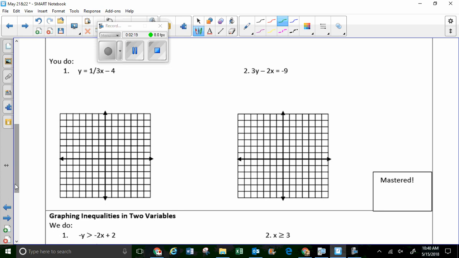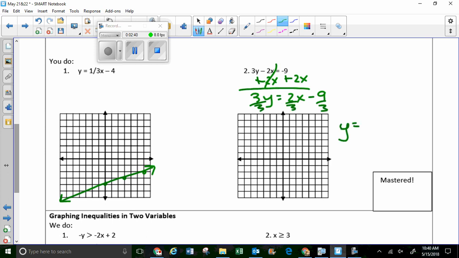Number 1, we start at negative 4. Go up 1, right 3, up 1, right 3, and draw that line. Number 2, when you solve, you start by adding 2x on both sides. So you'll get 3y equals 2x minus 9. Divide by 3, we'll get y equals 2/3 x minus 3.